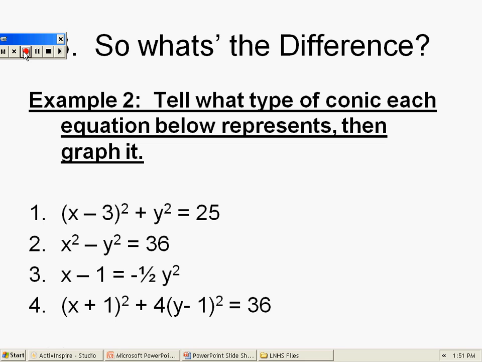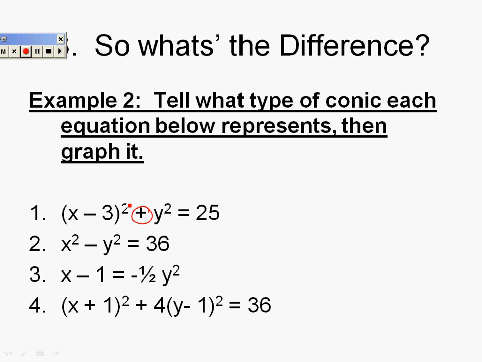They're being added together, right? Since they're being added, we have another question to ask. Would the denominator be the same? Well, we don't have a denominator right now. So what would I do to make that denominator? Divide that 25 into everything. So if I divide 25 by itself, I get 1. This will be 25. This will be 25. Does anything reduce? So do they have the same denominator or different? And what does that mean when they have the same denominator? It's a circle.